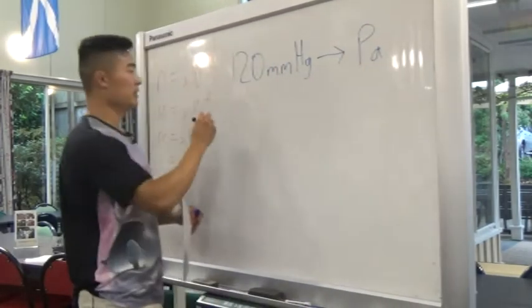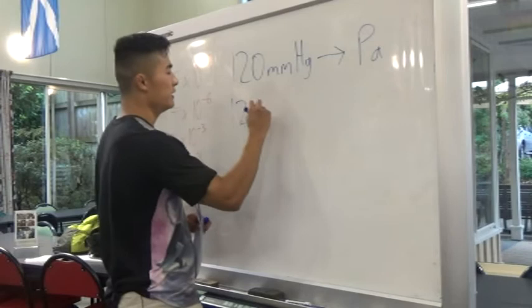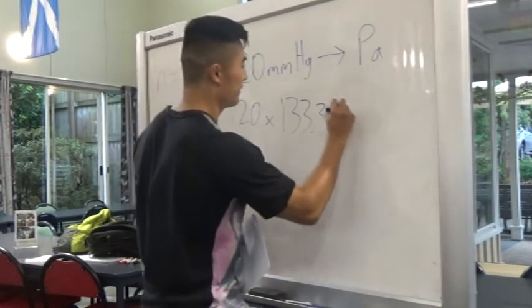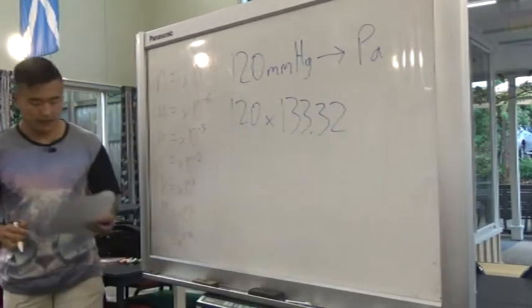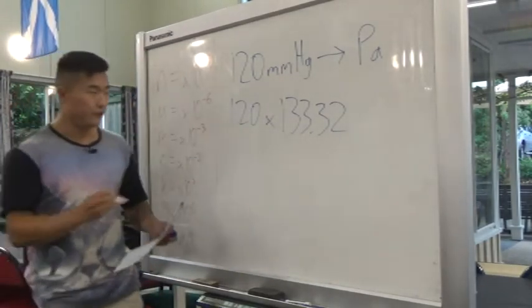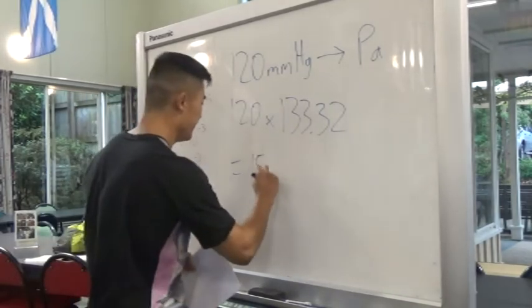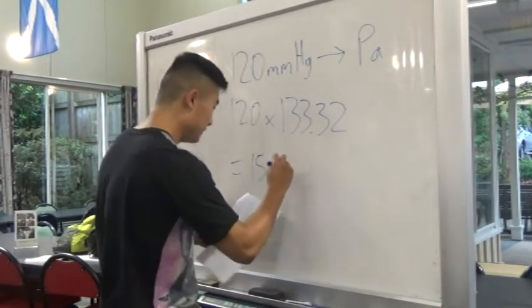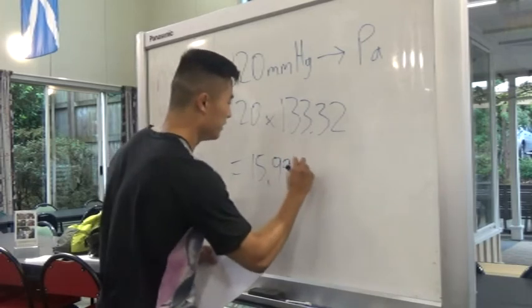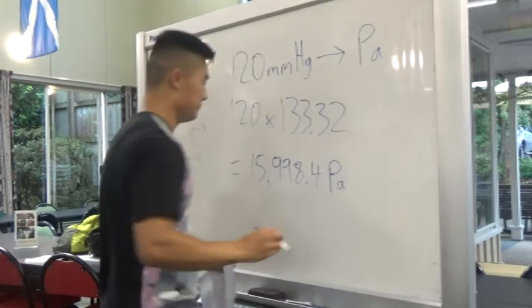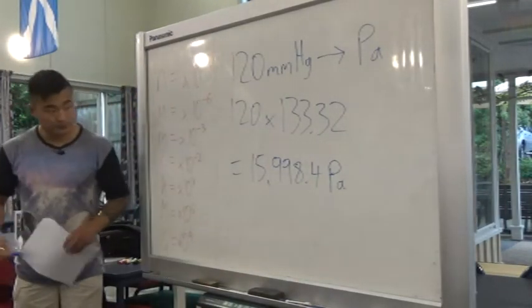It's pretty simple, just 120 multiplied by 133.32, okay? If you do that, you'll get 15,998.4 pascals, okay?